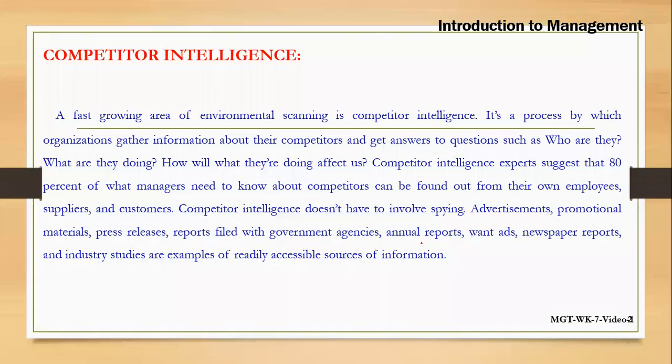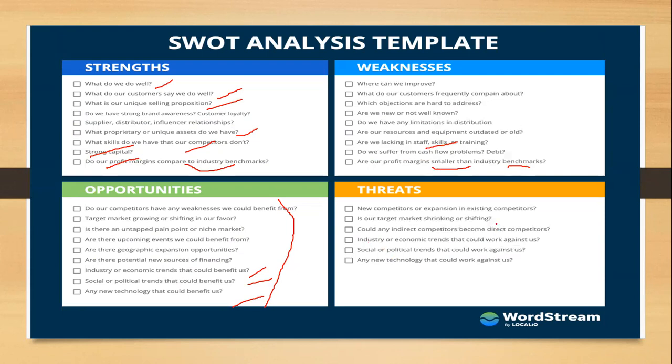So for that reason, what we have to do, we have to go for global scanning and we have to go for competitor intelligence. What is competitor intelligence? This is what competitor intelligence is. We have to know about all these things regarding our competitor. Is any market shrinking, is any new product launching, what are our competitor's strategies, what are its policies, how he is working in the market.